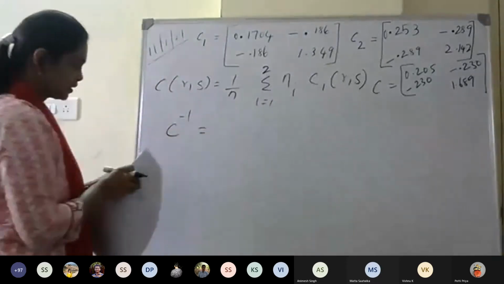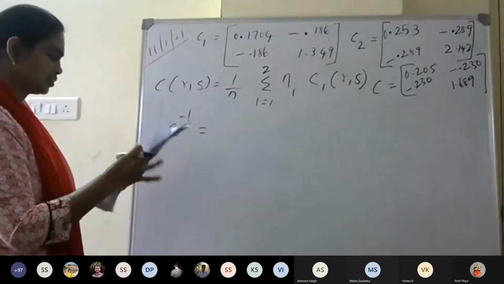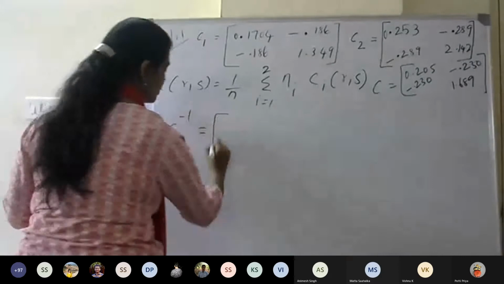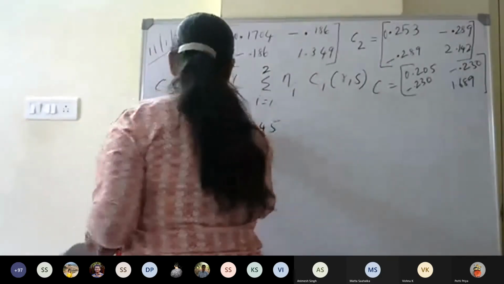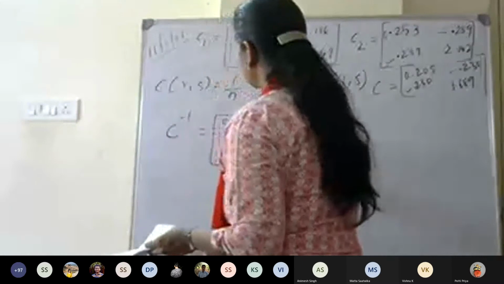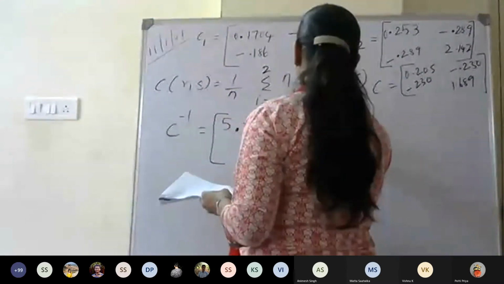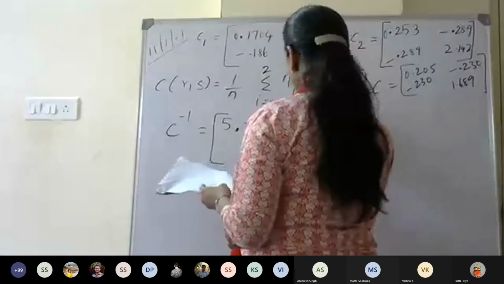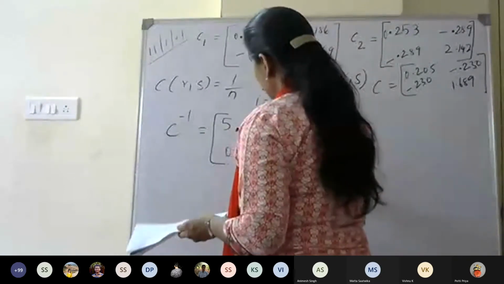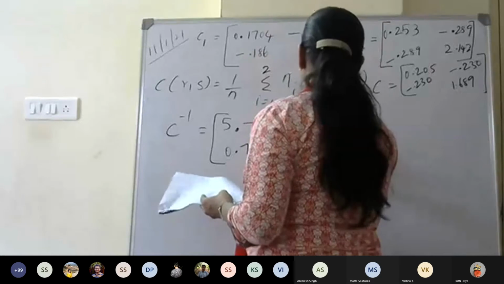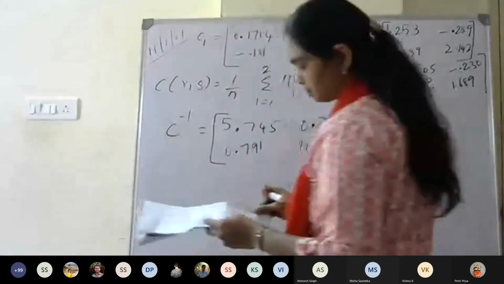So C inverse will be 5.745. I think this dot sometimes may not be seen, so I'm writing more clearly. 0.791, 0.791, and then 0.701. So this is C inverse.